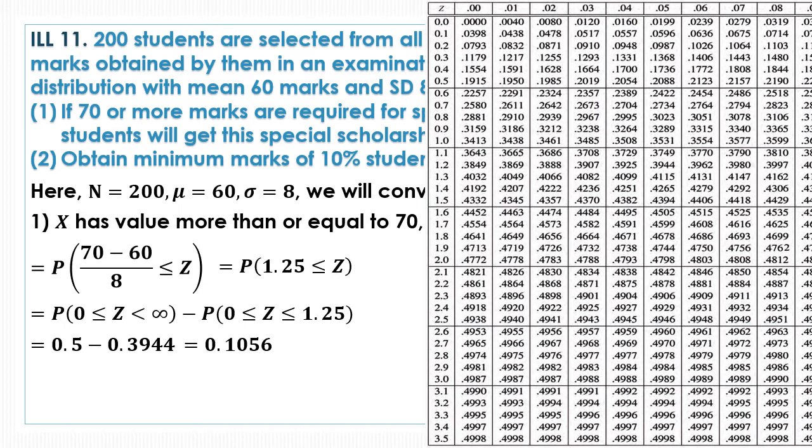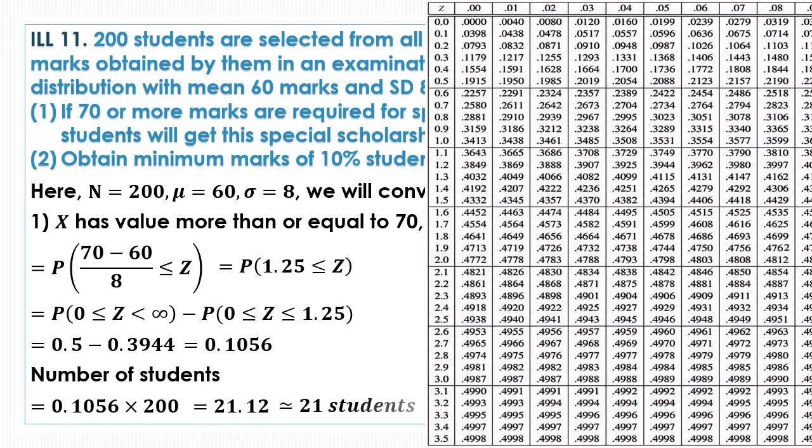Now in the question we are not supposed to calculate probability, we are supposed to calculate number of students. Now total number of students in the question are 200, so we will be multiplying our probability with 200 students to get the expected number of students as 21.12, but students are human beings, they cannot be expressed in decimal values. So approximately 21 students out of 200 students will get the scholarship.